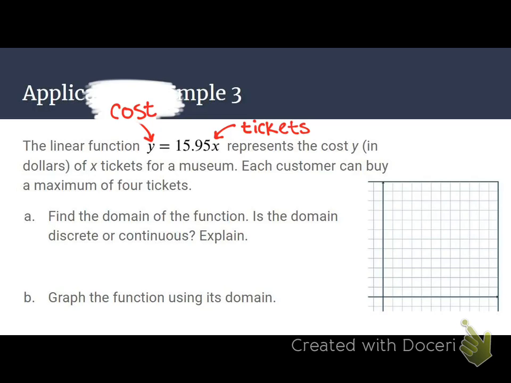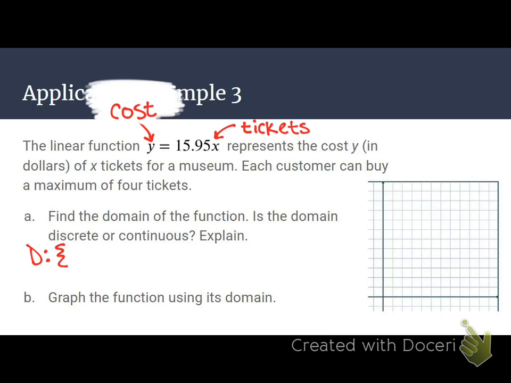Each customer can buy a maximum of 4 tickets. Find the domain of the function. So domain refers to what? X or Y? X. So if we are finding the domain for this, domain refers to X. In this problem, X represents what?